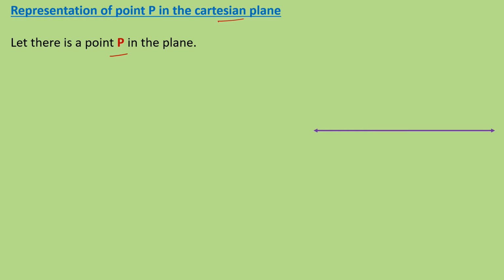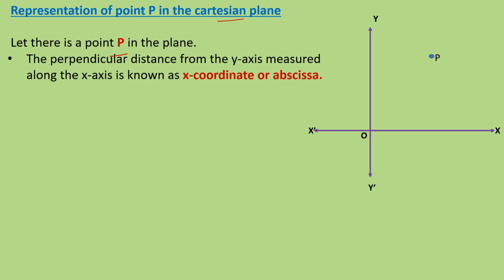This is the horizontal axis X dash, so it is known as the x-axis. This is the vertical line Y dash, the y-axis of the plane, and this is the origin, the point of intersection of these two perpendicular lines. Now we are considering that there is a point P in the plane. So this is a point P in the plane.